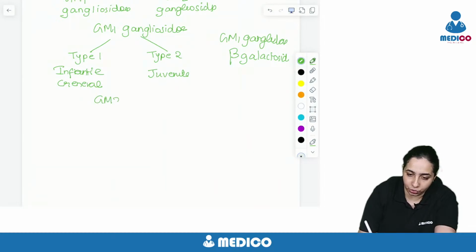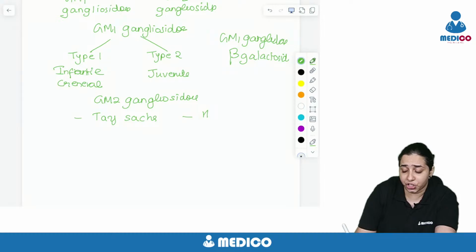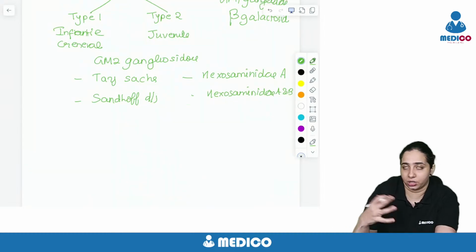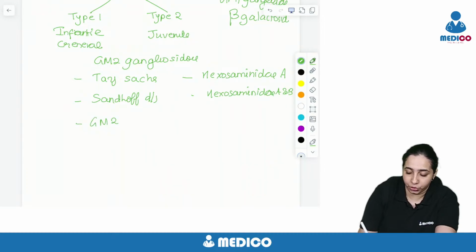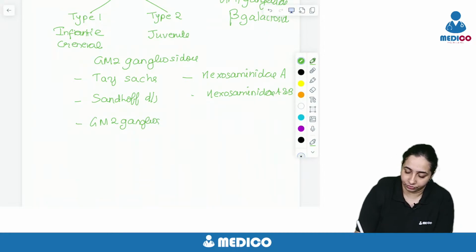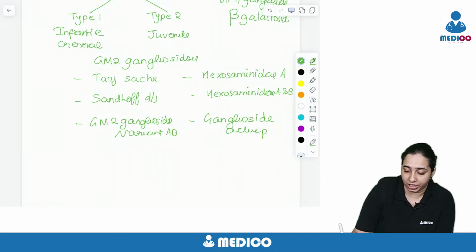Okay. Now moving on, I said sphingolipidosis can either be GM1 gangliosidosis or GM2 gangliosidosis. So GM2 gangliosidosis, here are a few examples. You have Tay-Sachs disease, where the deficient enzyme is hexosaminidase A. Then you have what is called Sandhoff disease, wherein both hexosaminidase A and B are absent or deficient. Then you have the GM2 gangliosidosis variant AB, that is the ganglioside activator protein. This is the substance that is deficient.